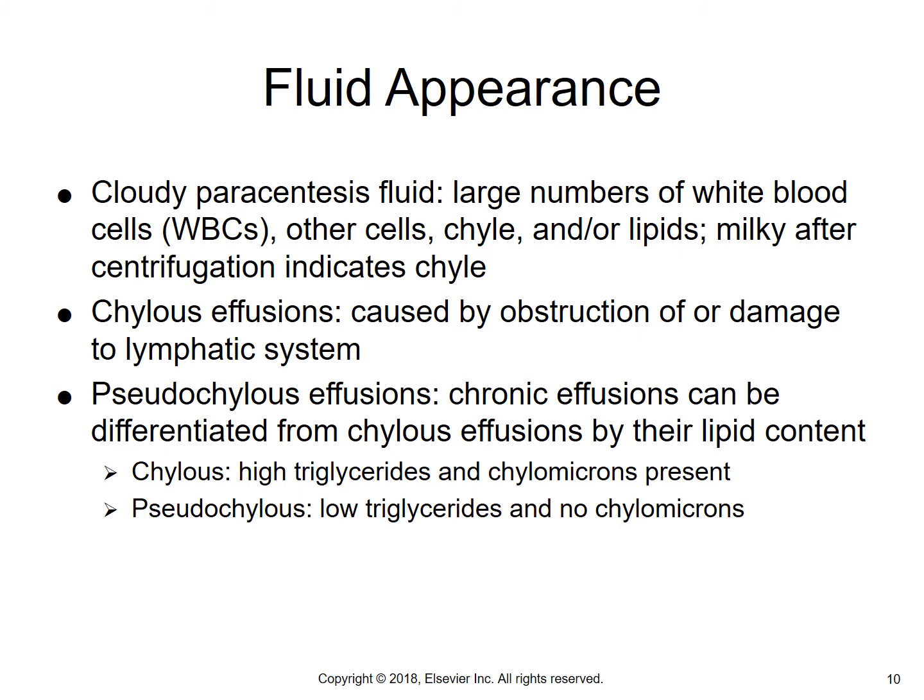When patients have some kind of chronic condition, such as rheumatoid arthritis, it can mimic the appearance of that milky chylous effusion. Because of their constant breakdown of cellular components, it looks similar visually, macroscopically. So you have to determine the difference between those two, and really the difference is the high triglyceride or fat content of the chylous effusions, whereas in the pseudochylous ones, it is low or you don't see any.